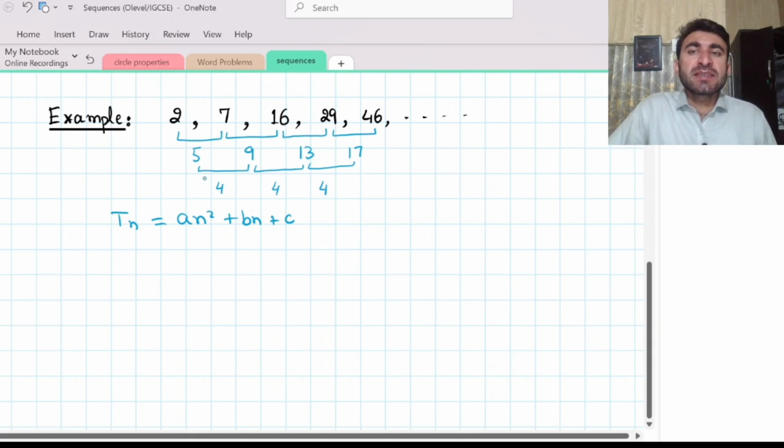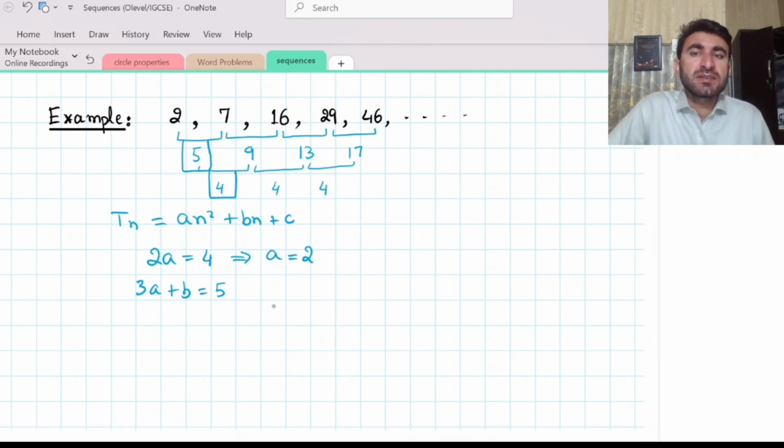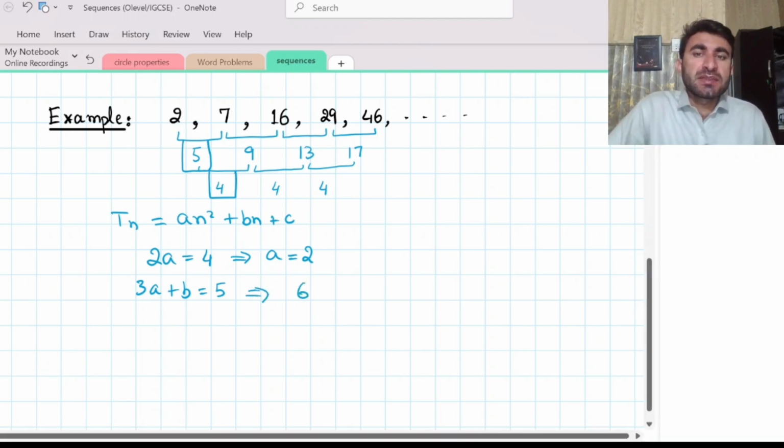So as we said, the second difference shall equal 2a. So it means 2a equals 4, which gives us the value of a, which becomes 2. Now, the first term of the first difference shall equal 3a plus b. So 3a plus b shall equal 5. Now we replace the value of a from the previous result. So 3 times 2, it shall become 6. It implies that 6 plus b is equal to 5, which means b is equal to minus 1. So we have figured out the value of b.